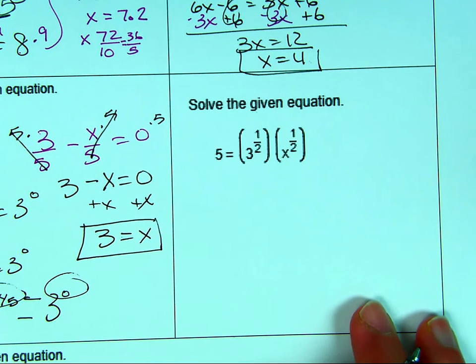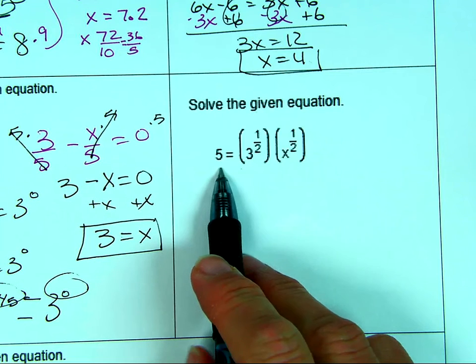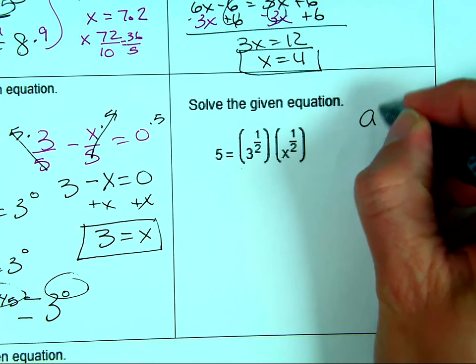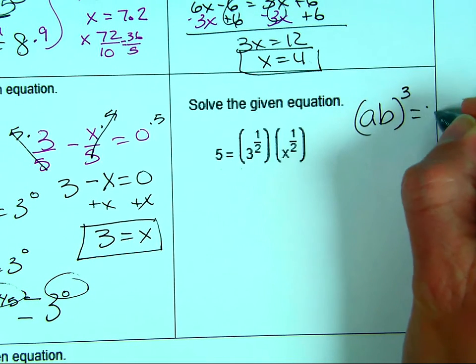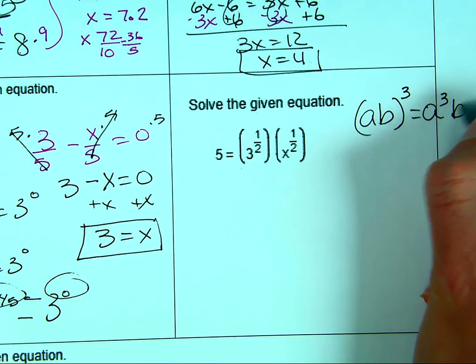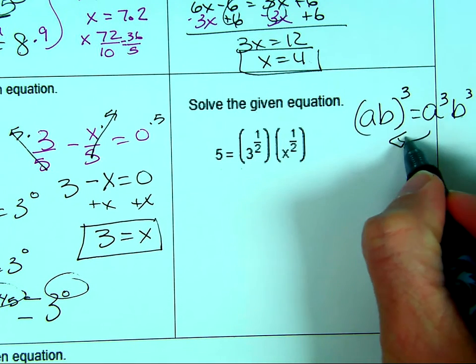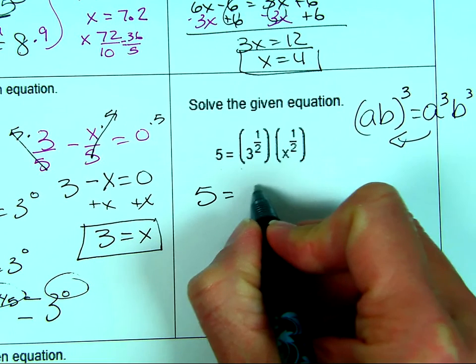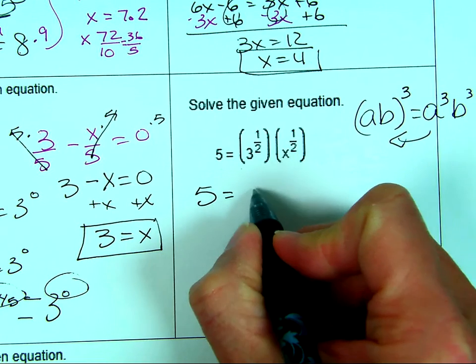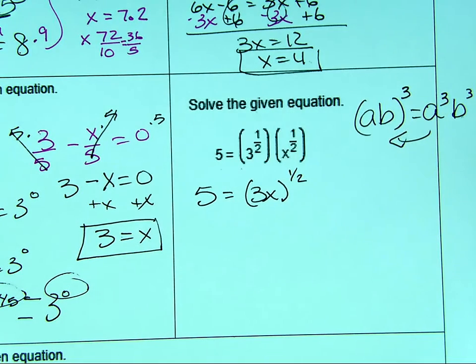Now notice the bases aren't the same, and there is no way I can get 3 to be the same as a 5. So I have to use a different rule. I have to use my rule that says if I have a product and it's raised to a power, that's the same thing as having each of the powers on them separately, except I'm going to go backwards. I have it kind of like this. I'm going to use it like that. So I'm going to take my 5 equals, and instead of saying 3 to the 1/2 times x to the 1/2, I'm going to say 3x to the 1/2. So that's the first thing I do.